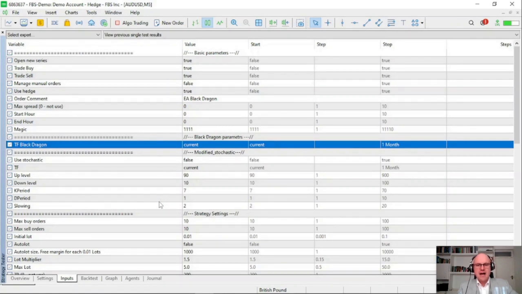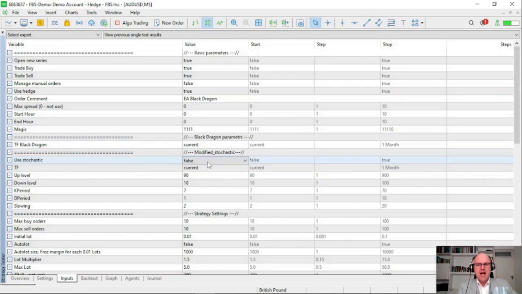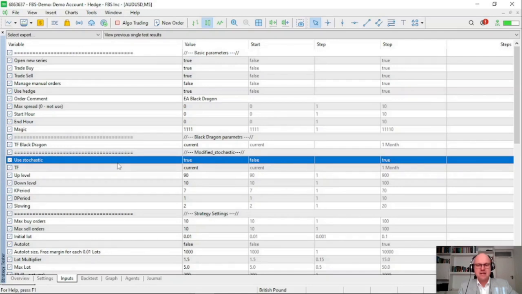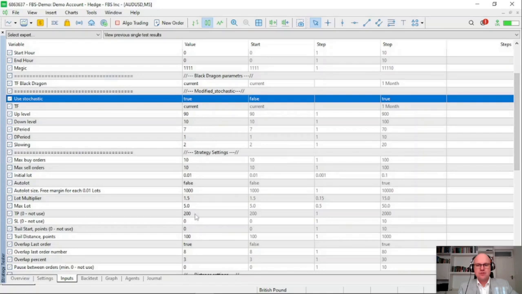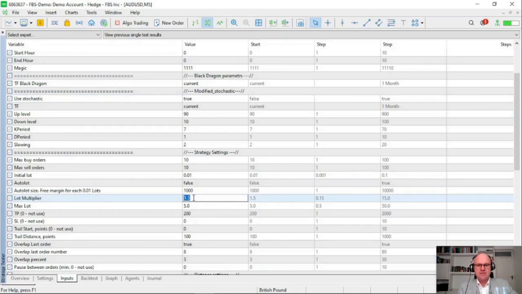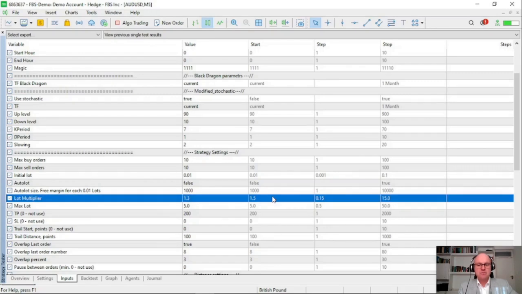So for this reason, I am going to firstly enable a few filters, including the stochastic, and then I am also going to change the lot multiplier. Now, the stochastic gives us a range between which it is excluding trades, with an upper level at 90 and a lower level at 10. Additionally, I'm also going to change the lot multiplier from 1.5, which in my opinion is very aggressive, to 1.3.